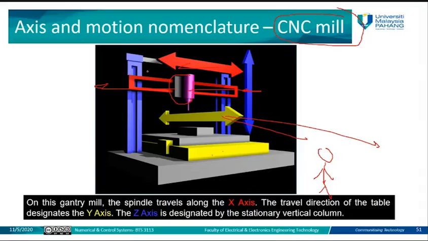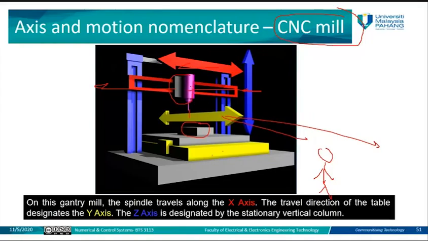Where is the stationary vertical column? It is the blue one, because the spindle will be here. It will move there, but also this spindle can move when it wants the spindle to go to this workpiece. This is the workpiece or the product that you want to make, to shape or to form the shape, or to cut or to drill.